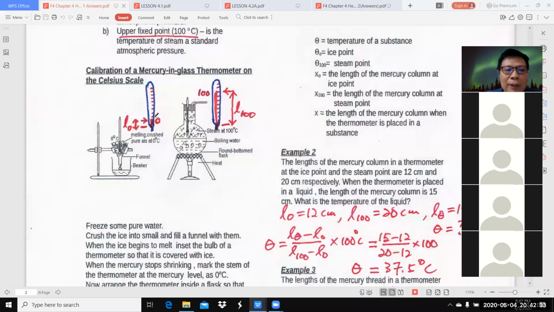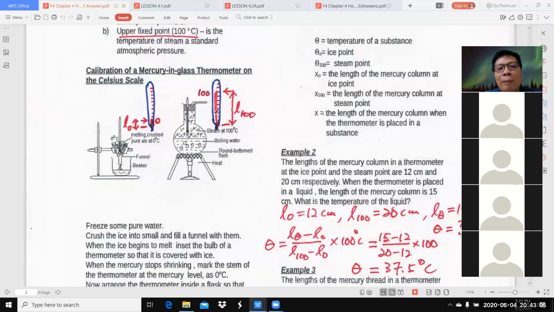Okay. All right. Now there is another thing I want you to learn tonight. You look at this diagram here. When you put the thermometer inside the ice, the mercury goes up to here. This length is called L0. L0 means the length of the mercury when the temperature is 0. When the temperature is 0, what is the length of the mercury? So it's L0.